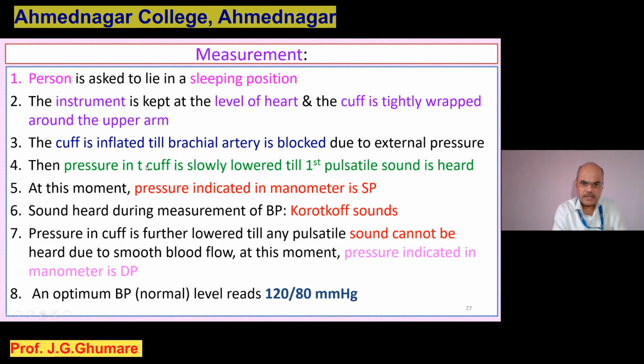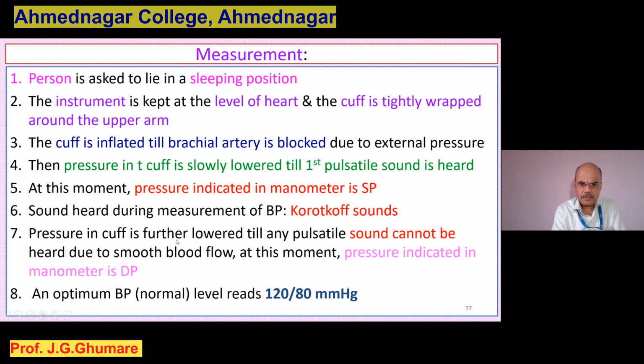Now we release the pressure from the inflatable cuff slowly, so that we hear the first pulsatile sound, and the pressure indicated in the manometer at the first pulsatile sound is for systolic BP. Once we start releasing the air slowly and steadily, the blood flow will start. When we hear the first sound, we take the reading in the mercury manometer; that will be the systolic BP. The sounds heard during the measurement are called Korotkoff sounds.